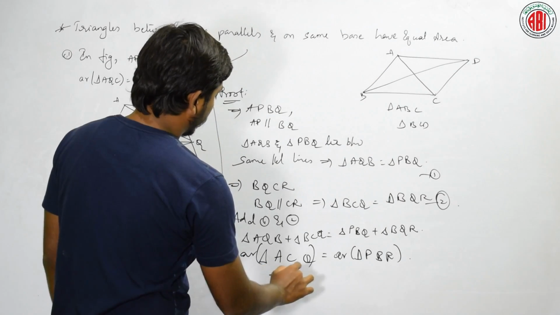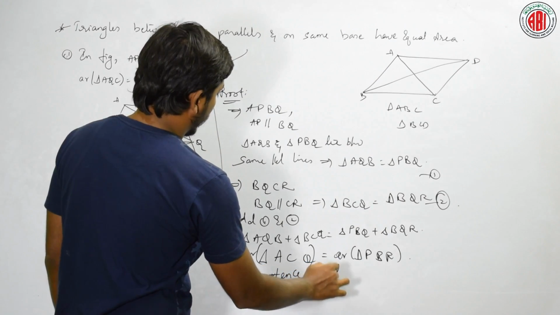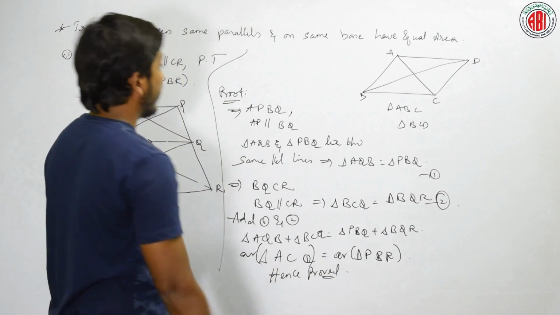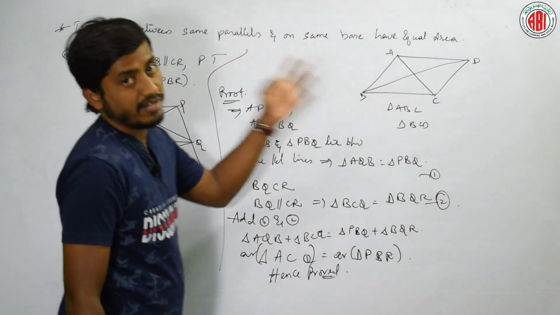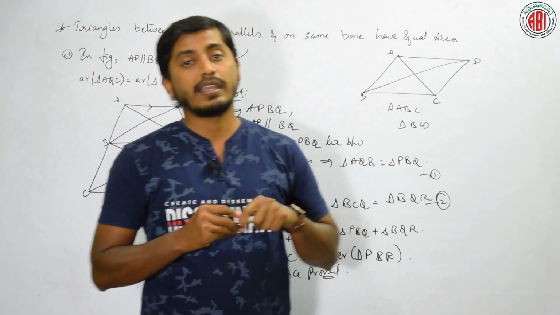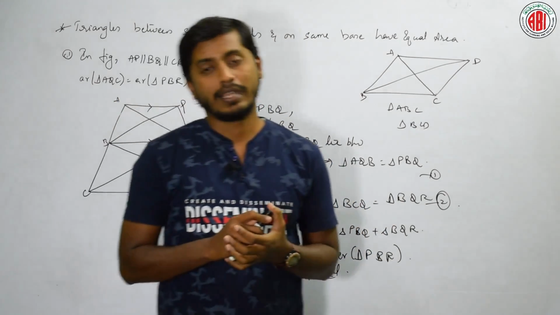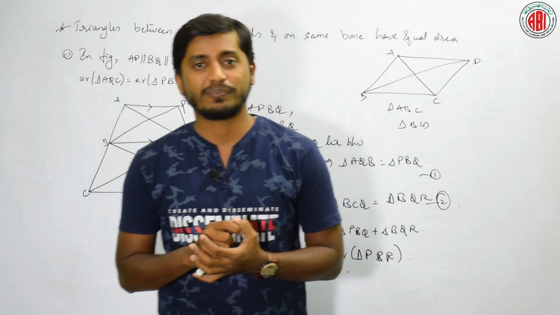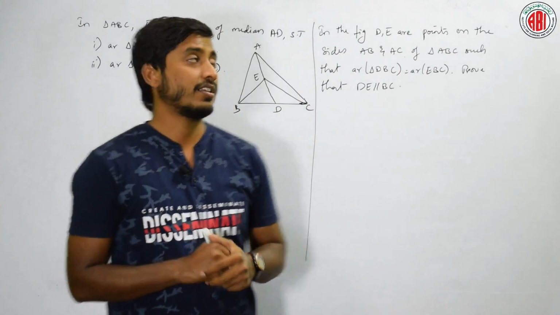Yes. Don't get confused, you have to remember this statement. What is it? The triangles between two parallel lines, and if they lie on the same base, their areas are equal. Clear? Shall we move on to the next problem? Let's do. Look at the next question here.